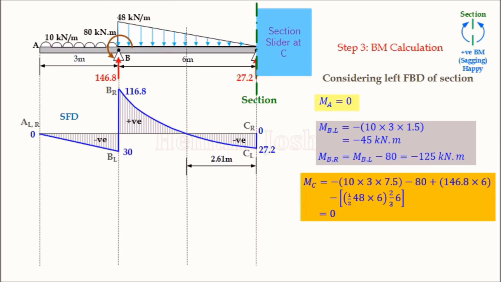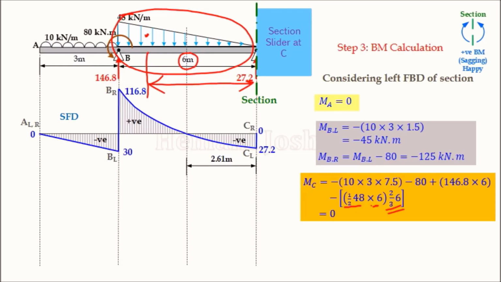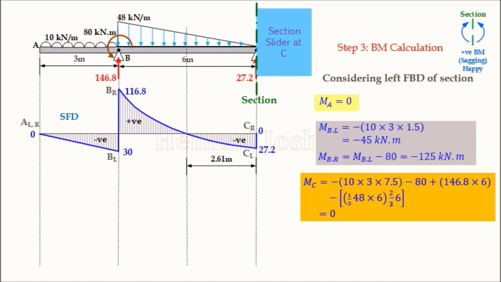Now next is the couple. The couple is anti-clockwise like this, and according to our bending moment sign convention, it is hogging type moment. So minus 80 is taken. Next is the UVL. For this UVL, total load is 1/2 into intensity 48 into distance 6. Now it will act here. So I need this distance, and that distance is 2/3 of 6. As it creates a hogging type moment, the sign is taken negative. So this way moment at C is taken, and calculating that we get the answer equal to 0.